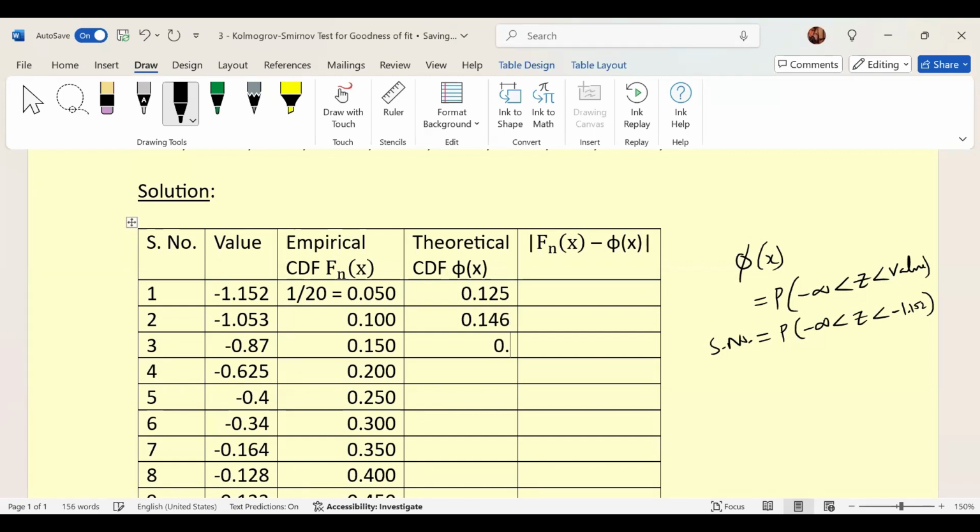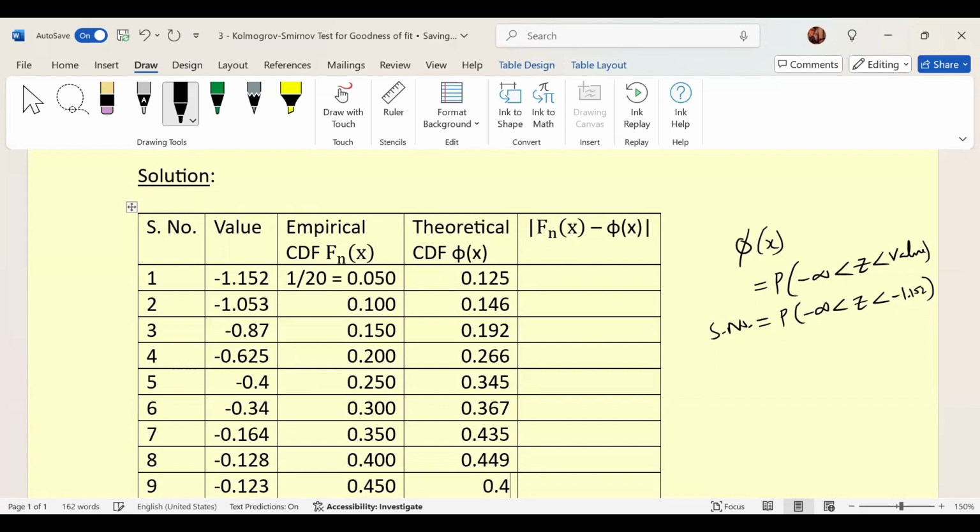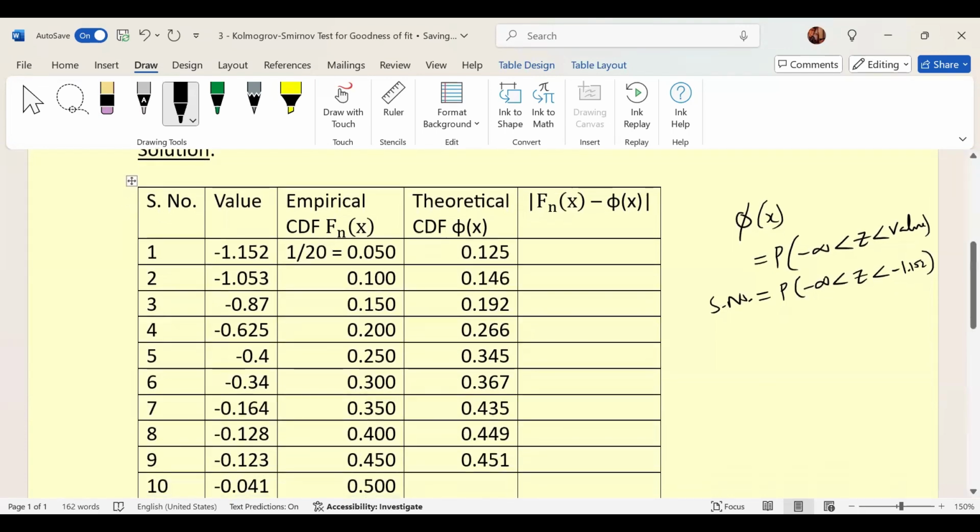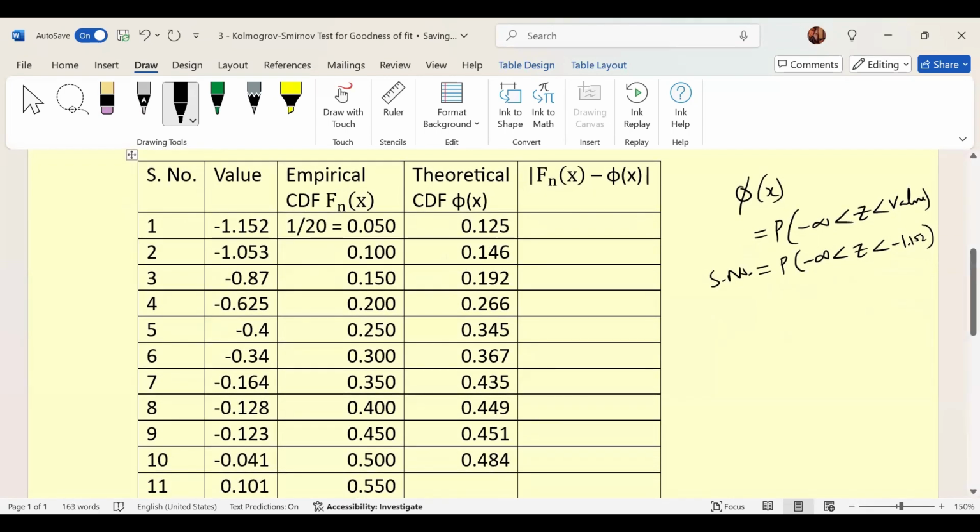Similarly, for the next one, it will be 0.192. Then 0.266, 0.345, then 0.367, then 0.435, next 0.449, next 0.451, then 0.484. Then we get a positive value. For a positive value, how do we look it up? 0.101.